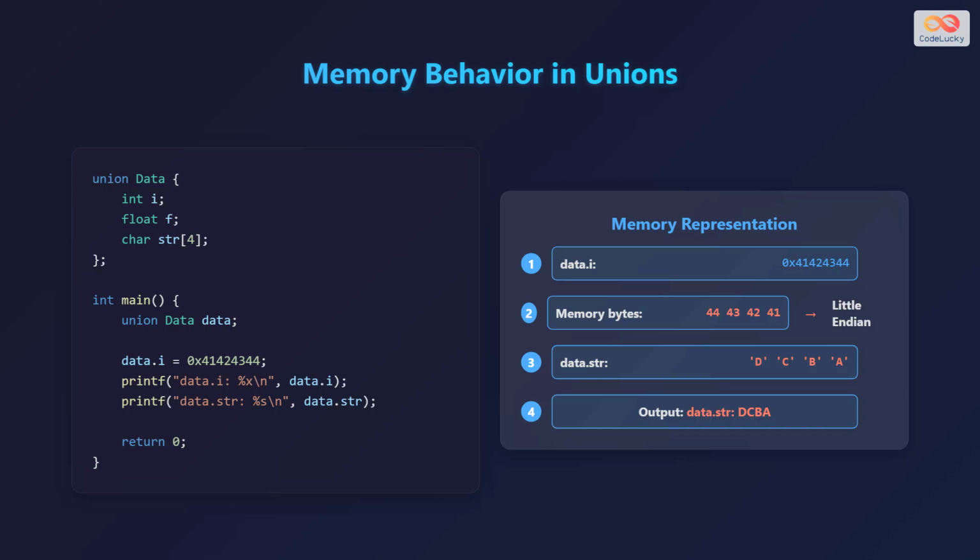hexadecimal format. Next, we print the value of data.str using the format specifier s, which treats the bytes in memory as a string. Because of little endianness, the bytes are stored in reverse order. So the hexadecimal value of 44 corresponds to the character D, 43 corresponds to C, 42 corresponds to B, and 41 corresponds to A. Therefore, the output of the program will be data.str as DCBA.